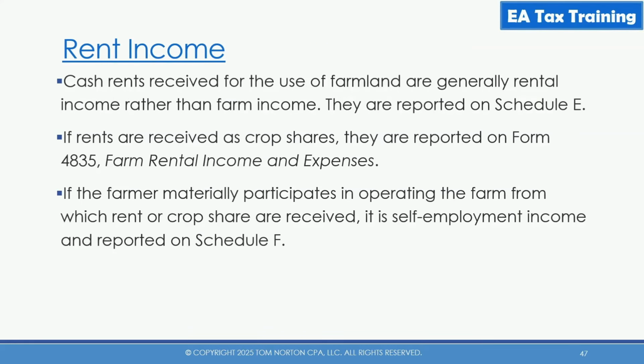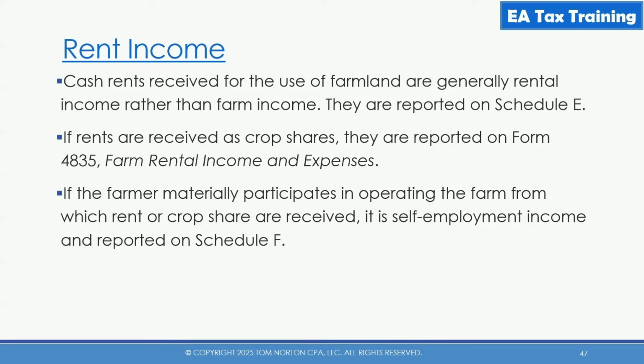Rent income on a farm. Cash rents received for the use of farmland are generally rental income rather than farm income, so they are reported on Schedule E, like we talked about earlier in this video. If the rents are received not as cash, but as crop shares, then they are reported on Form 4835, Farm Rental Income and Expenses.